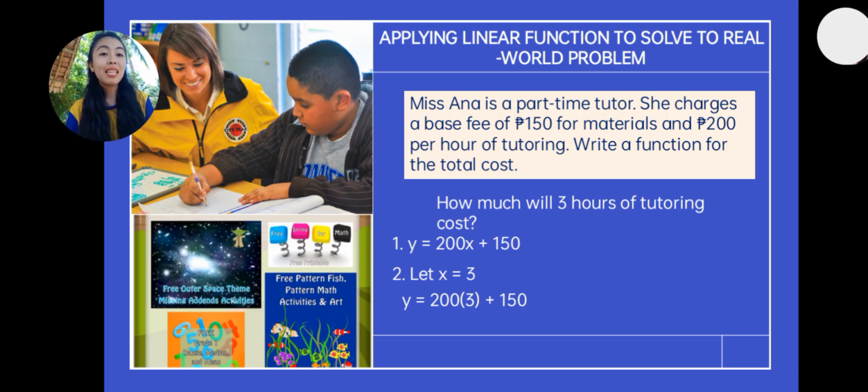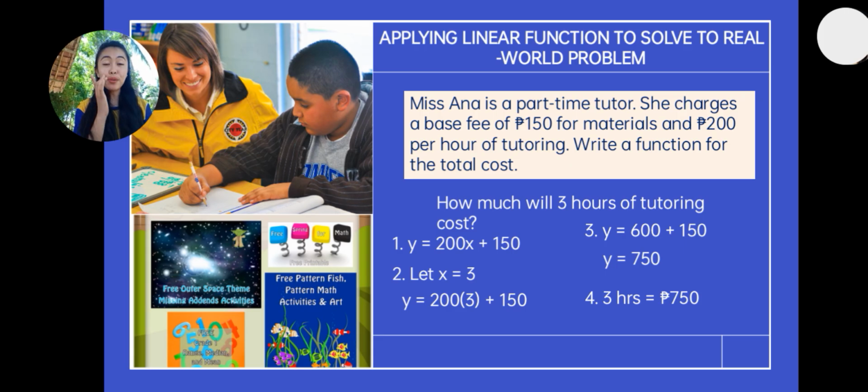Proceeding now to our step-by-step computation, the first thing that we're going to do is to multiply 200 and 3. What is 200 times 3? Correct, we have 600. And lastly, we're going to add 600 plus 150, so we will get 750. So our value for y is 750. And to answer that, for every 3 hours of tutoring, you have to pay a total amount of 750 pesos. Are you following along, class?